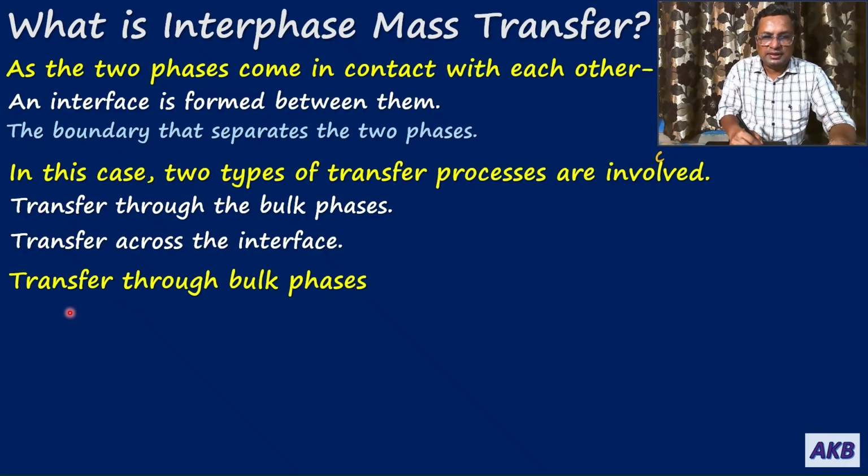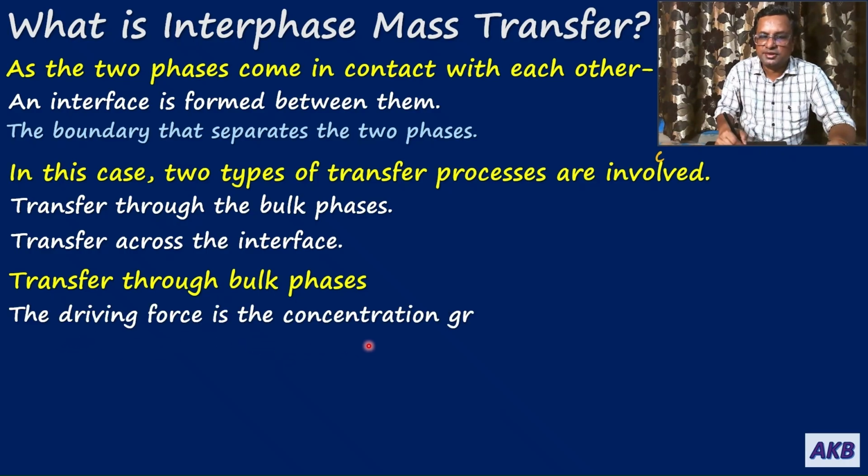So in the case of transfer through bulk phases, the driving force is the concentration gradient. So as long as a concentration gradient exists in bulk phases, transfer through bulk phases is going to continue. If you have to represent it, let me just show you.